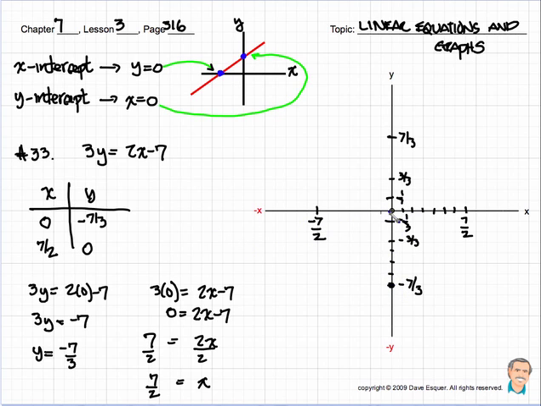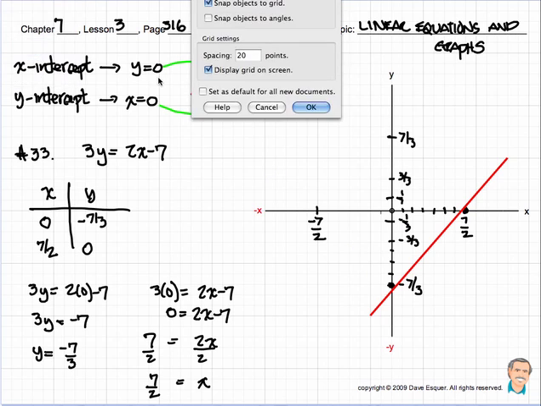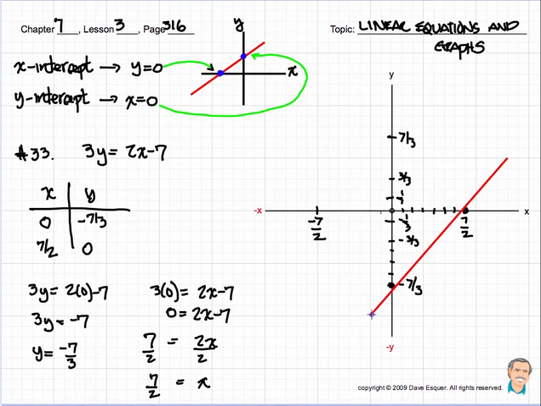So we have (0, negative 7 over 3). There's my point. We have (7 over 2, 0). There's my point. We'll grab our ruler, connect our dots, and our equation looks like something like that. My snap to grid is on, so we should turn that off. And I'll be able to move my lines so that they line up exactly right. Just like that.